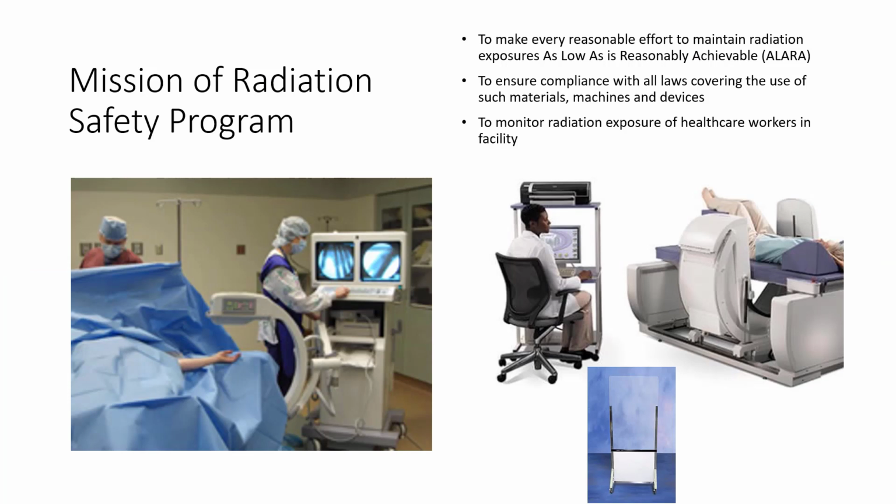A radiation safety program has three major areas to begin with. To make every reasonable effort to maintain radiation safety using ionizing radiation exposures that are as low as reasonably achievable. To ensure that all exposures are made in compliance with all laws covering the use of such materials, machines, and devices that produce ionizing radiation. And to monitor radiation exposure of healthcare workers in the facility utilizing the equipment.